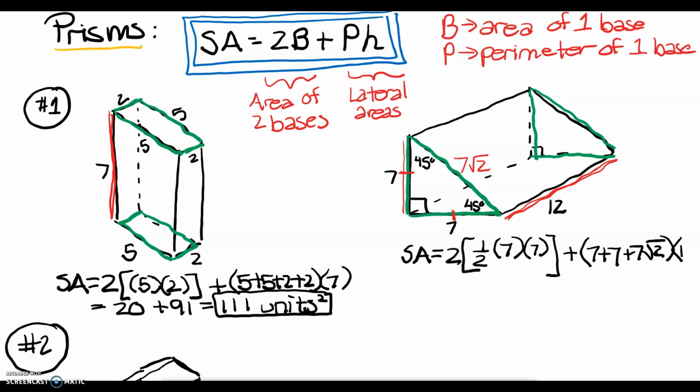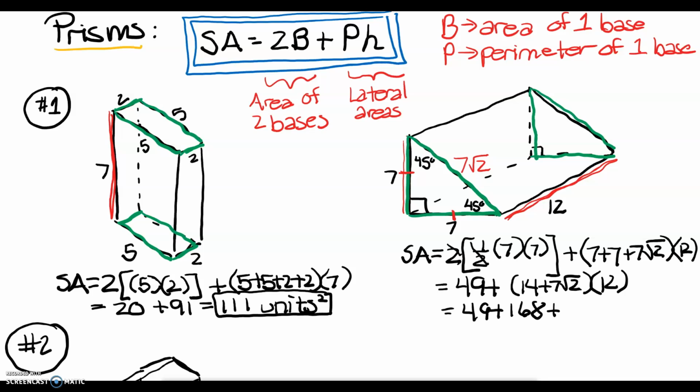So I'm going to multiply this by 12. So let's do this calculation. 2 times 1/2 is 1, so I can get rid of that. So I get 49 plus, I have 14 plus 7 radical 2 times 12. Well, what's 14 times 12? I have to distribute that 12. So I get 49 plus, I have 140 plus 28 is 168. What's 7 times 12? That's 84 radical 2.